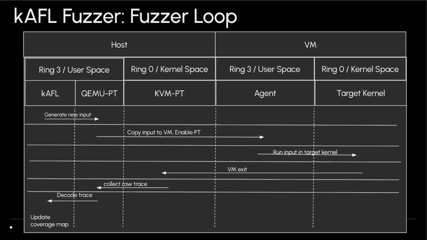When execution finishes, a VM exit fires. kAFL disables PT, collects the raw trace. And then QEMU PT decodes it into edge coverage, and then the kAFL process will update the coverage bitmap. If the kernel crashed, the VM is instantly restored to a clean snapshot, and the crashing input is saved. And if new coverage is found, the input goes into the seed pool for further mutation.